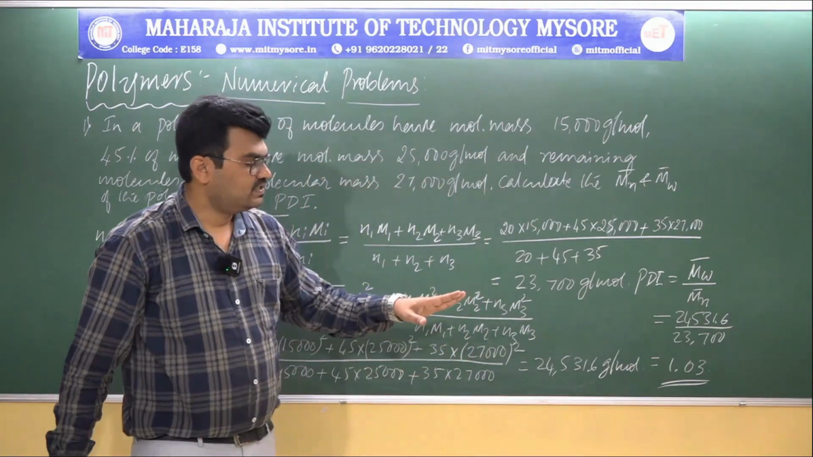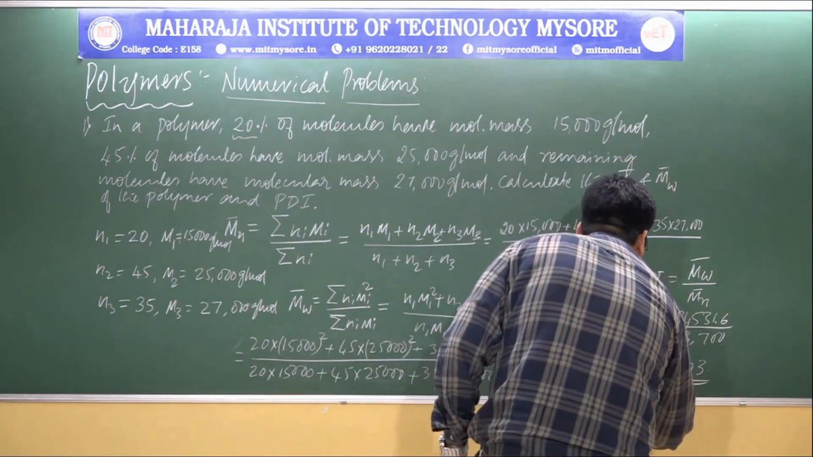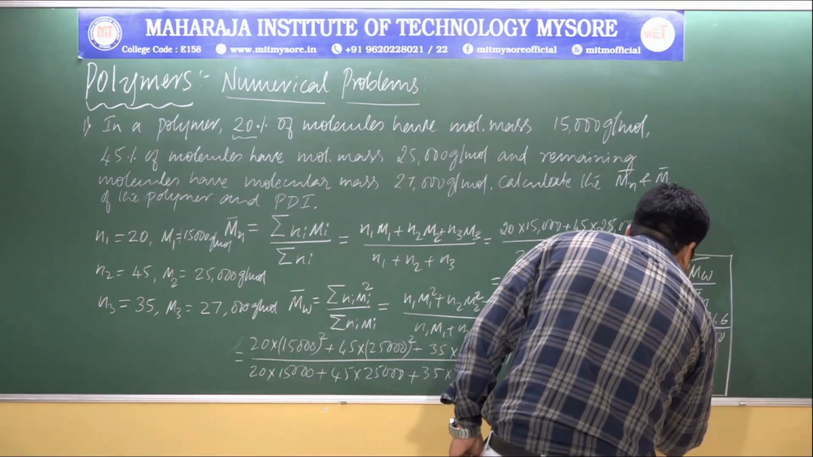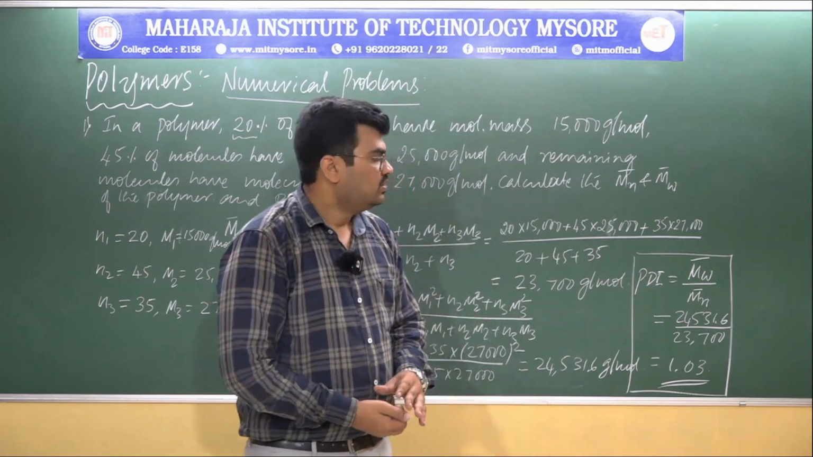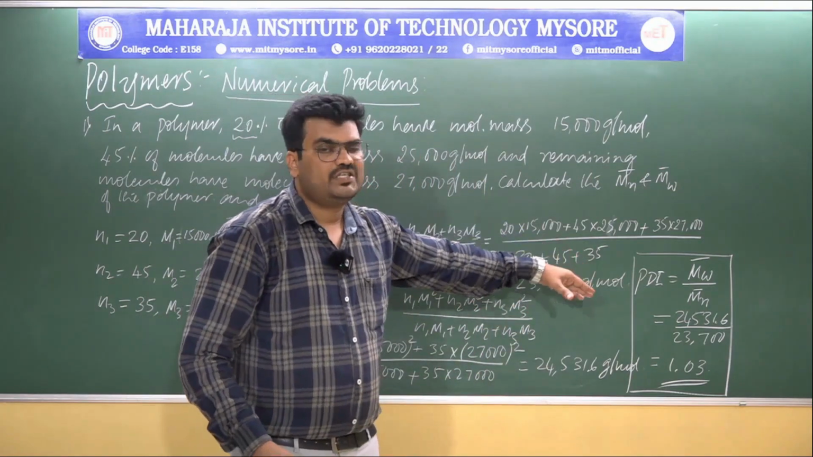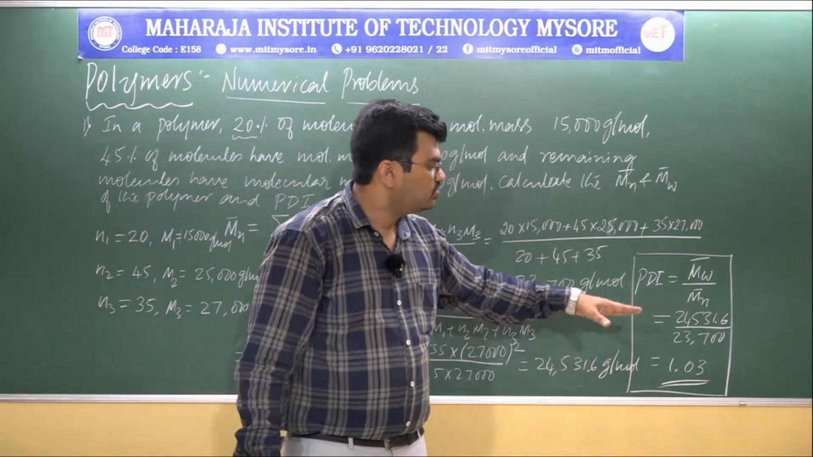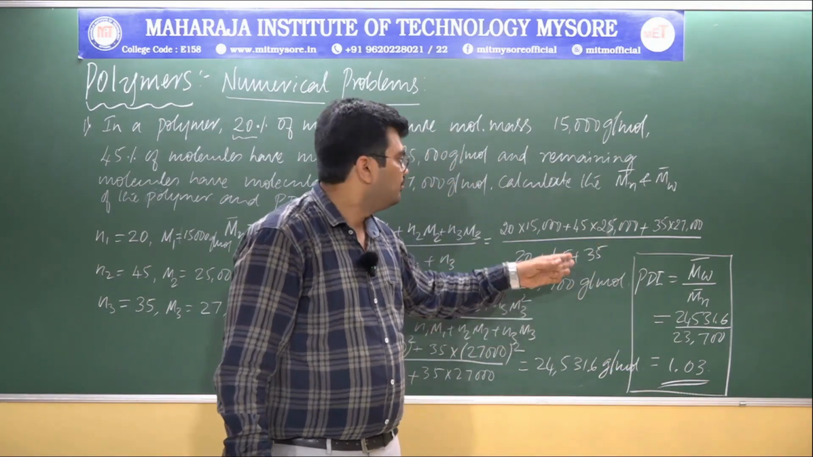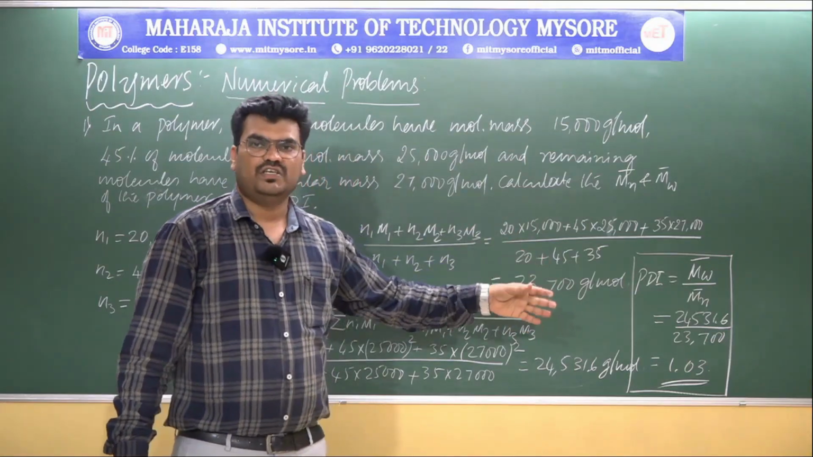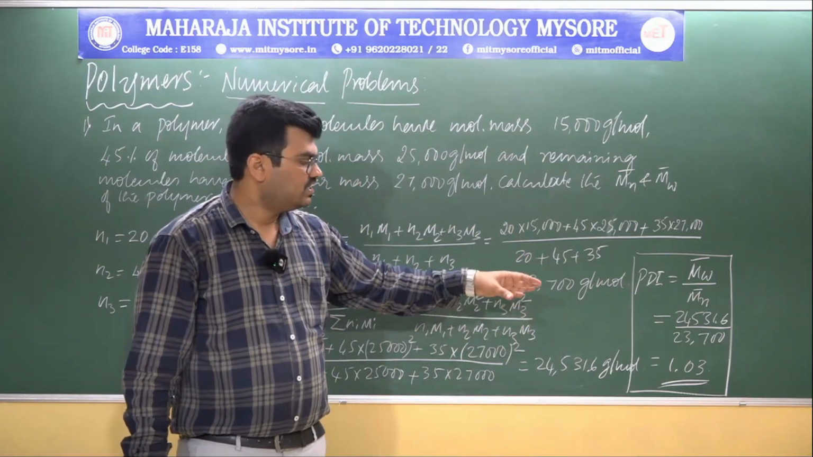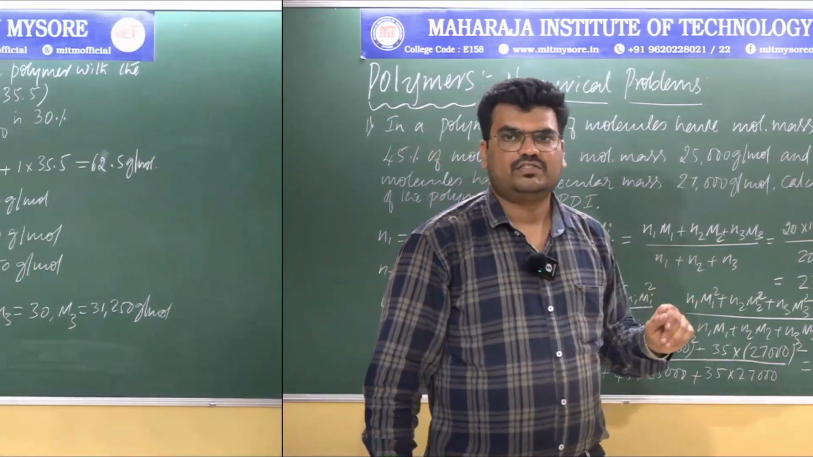As I already said, for all synthetic polymers the polydispersity index is always greater than 1. As this is almost near to 1, this polymer system is less polydispersed in nature. Even though it is polydispersed, the extent is somewhat less. So this is the answer, right.